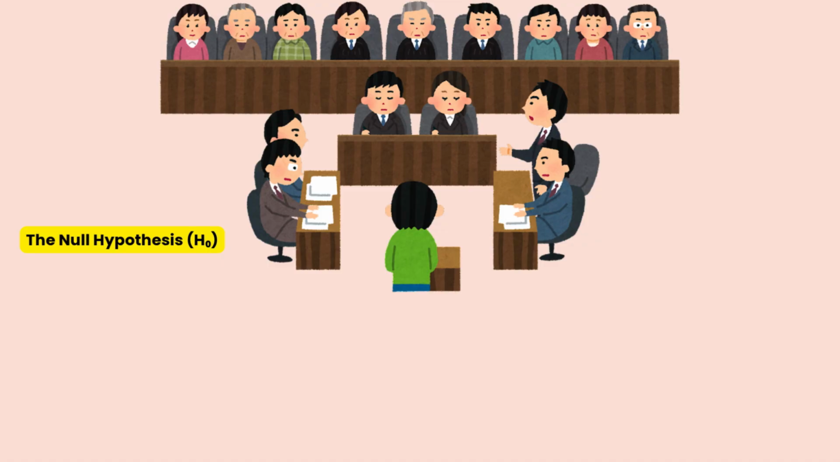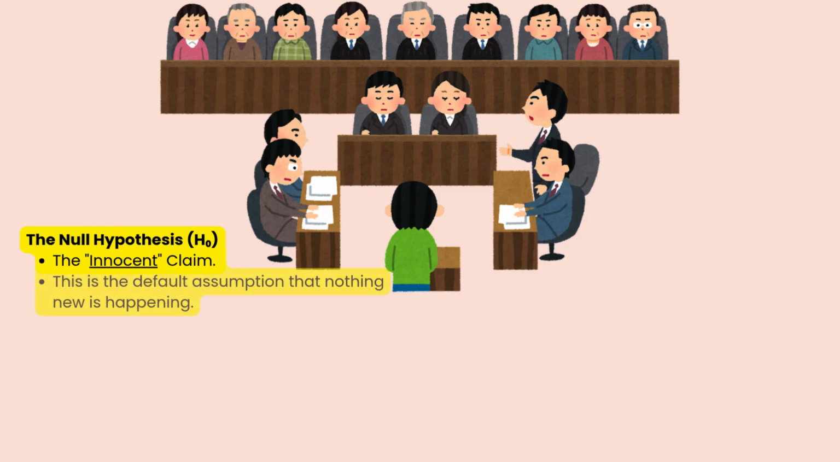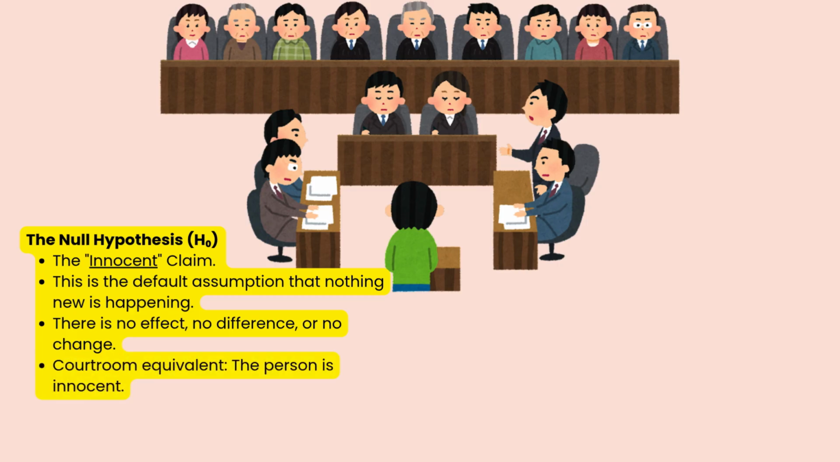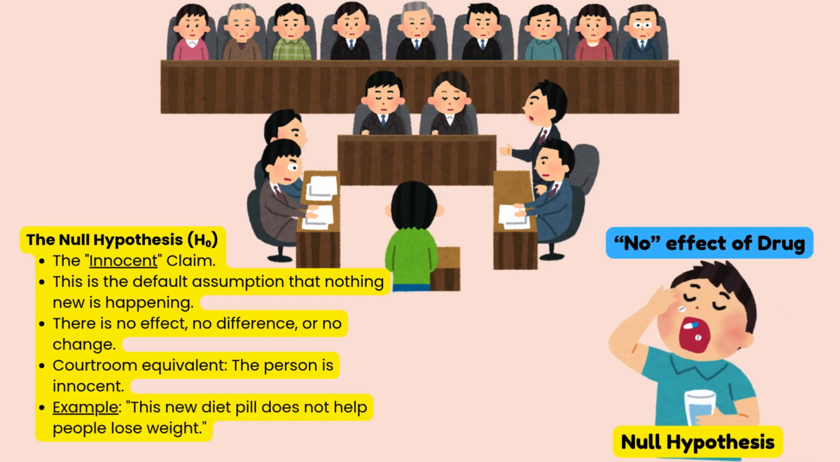In the courtroom, the null hypothesis is the defendant's innocence claim. This is the default assumption that nothing new is happening. There is no effect, no difference, or no change. The courtroom equivalent of this means that the person is innocent. For example, this new diet pill does not help people lose weight.